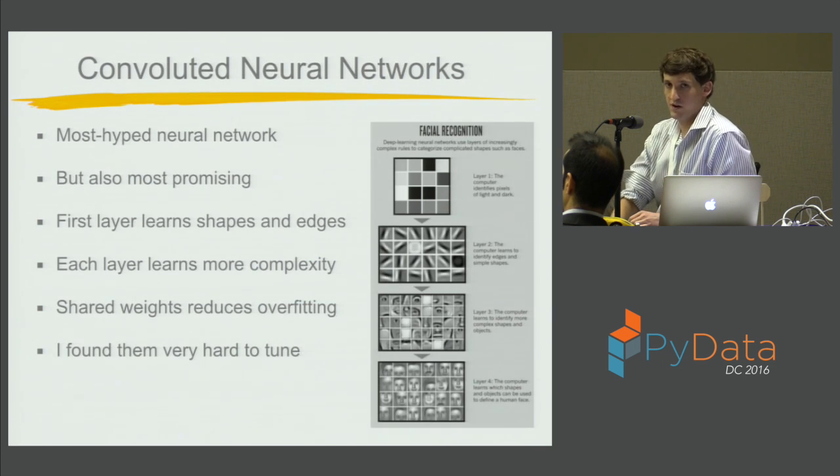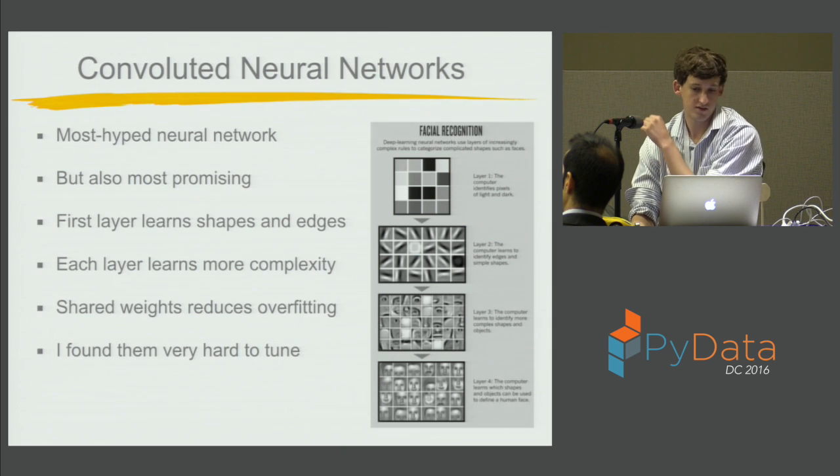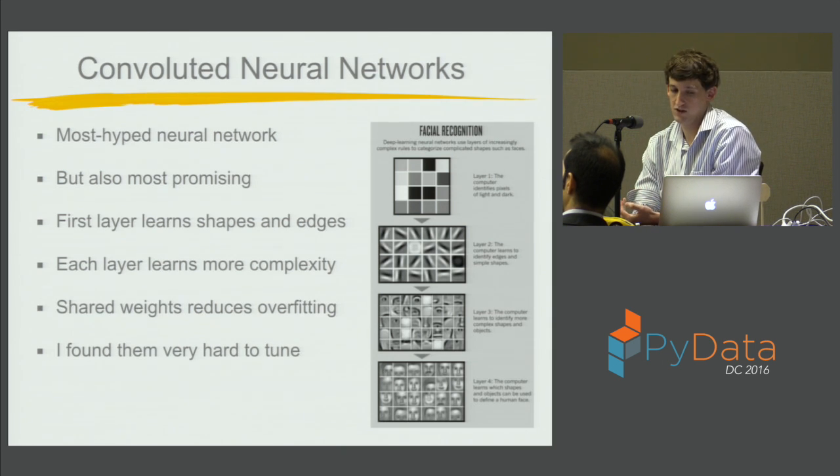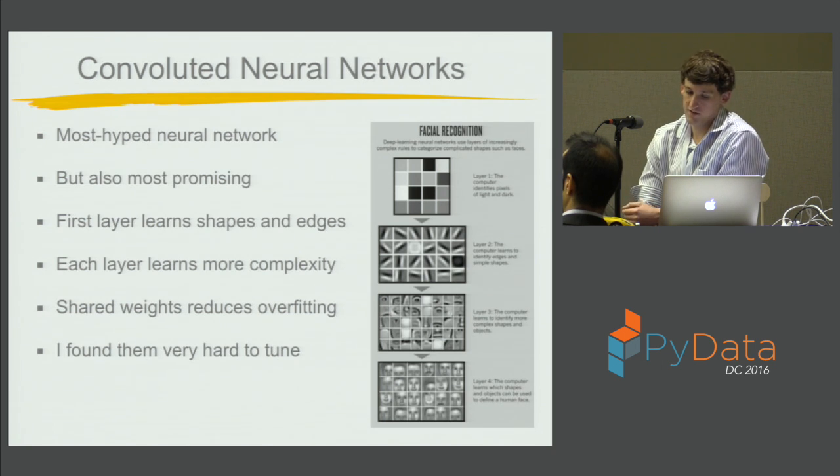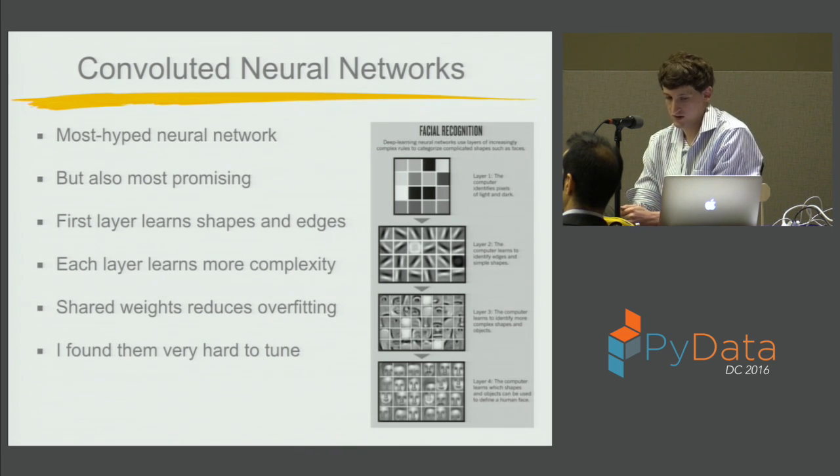Okay, so I'm going to talk about the different flavors of neural networks. Convolutional neural networks are literally convoluted and hard to understand, but they're literally doing convolution as well. Basically, the way they work is you have your first layer, which is the layer at the top, and then subsequent layers learn more and more complex features.